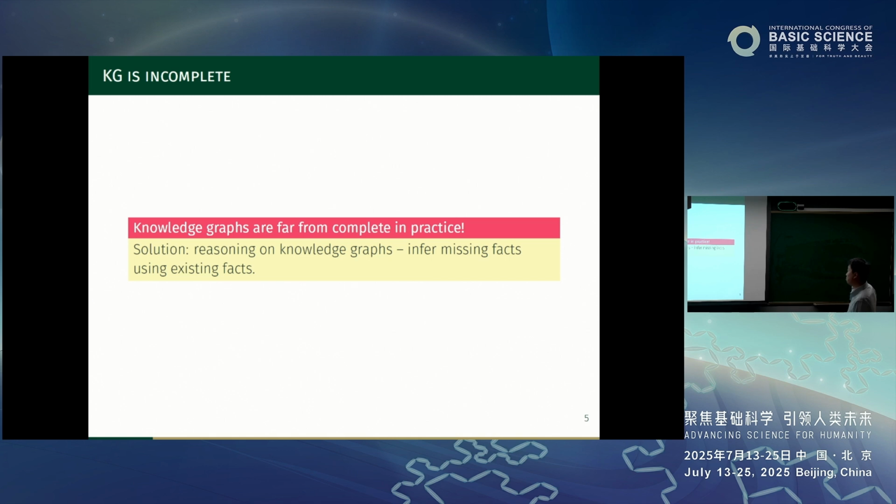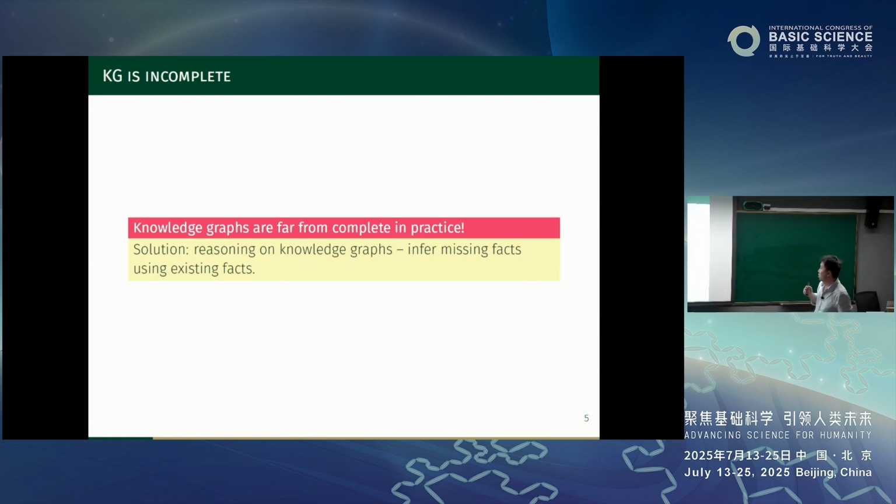Okay, so what's our task? Because the knowledge graph is incomplete, you have only partial observations of the whole graph, right? You want to know more from the observations. Usually, you only have maybe less than 10% of the whole knowledge graph. You want to infer the missing facts.